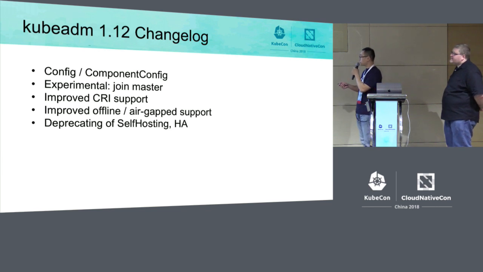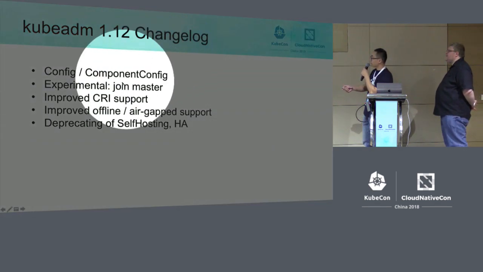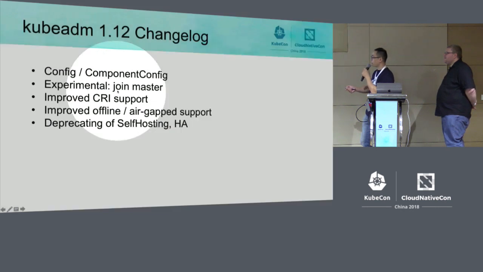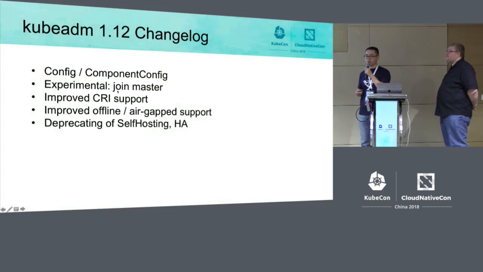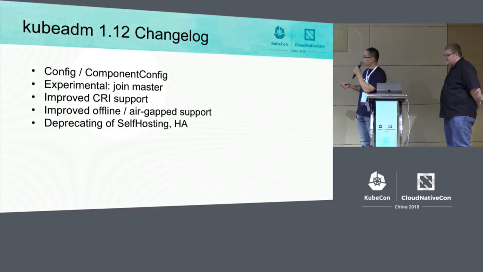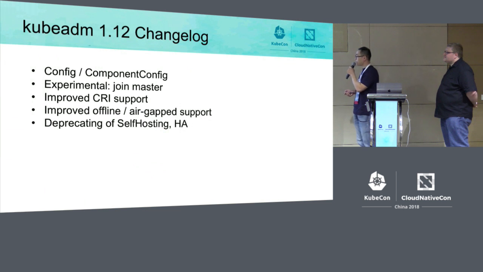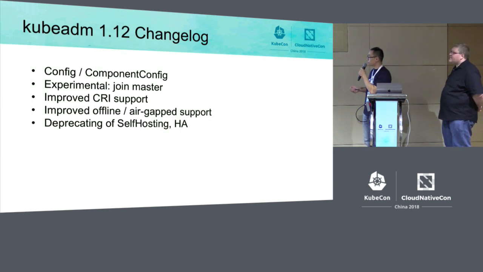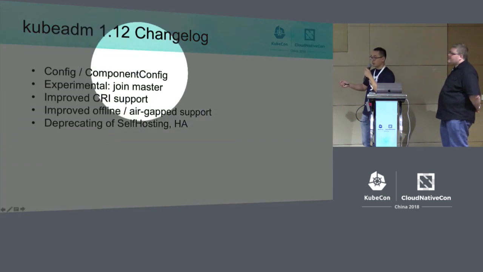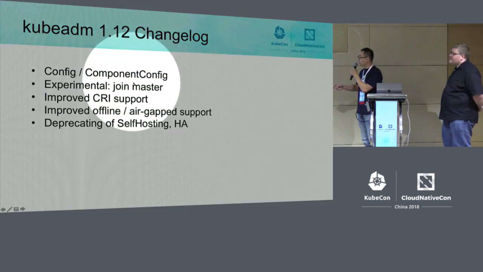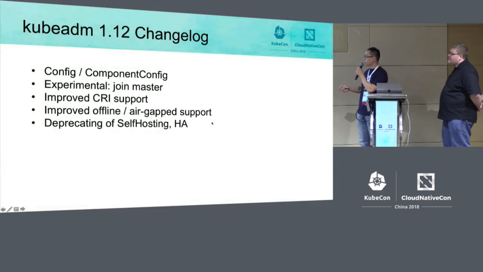And the most significant change here is that we are adding a new experimental control plane to help you join a new control plane into the cluster. We have also done several improvements during 1.12, such as the CRI support and the offline and air gap support. And we are going to deprecate self-hosting and HA, because we already have this flag here, and this flag will help you make a high availability.